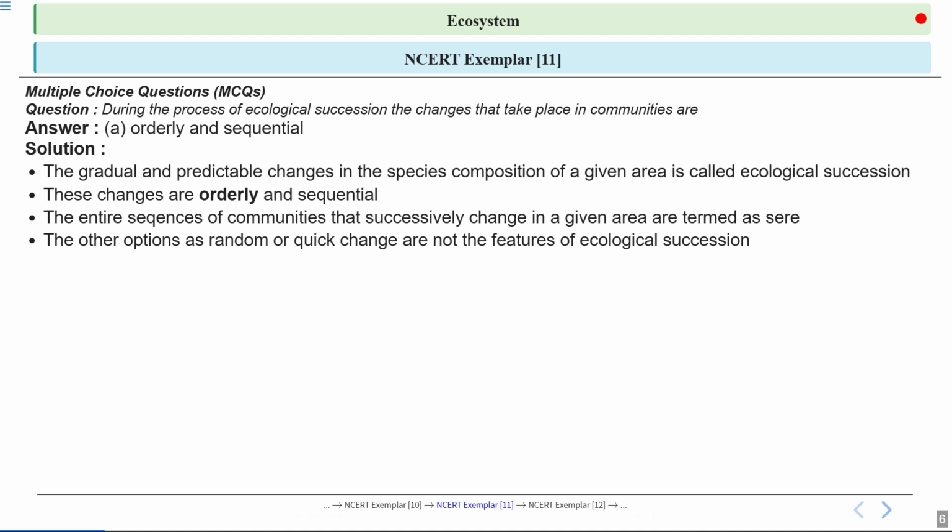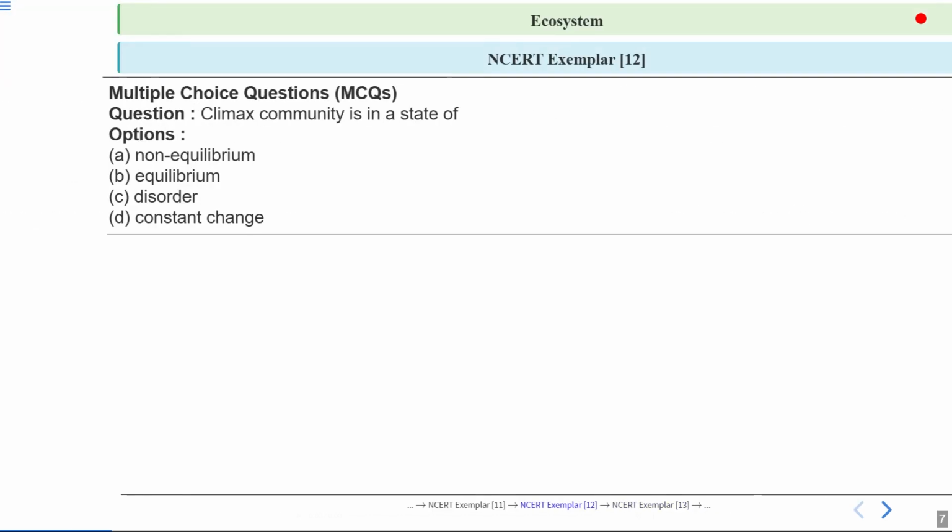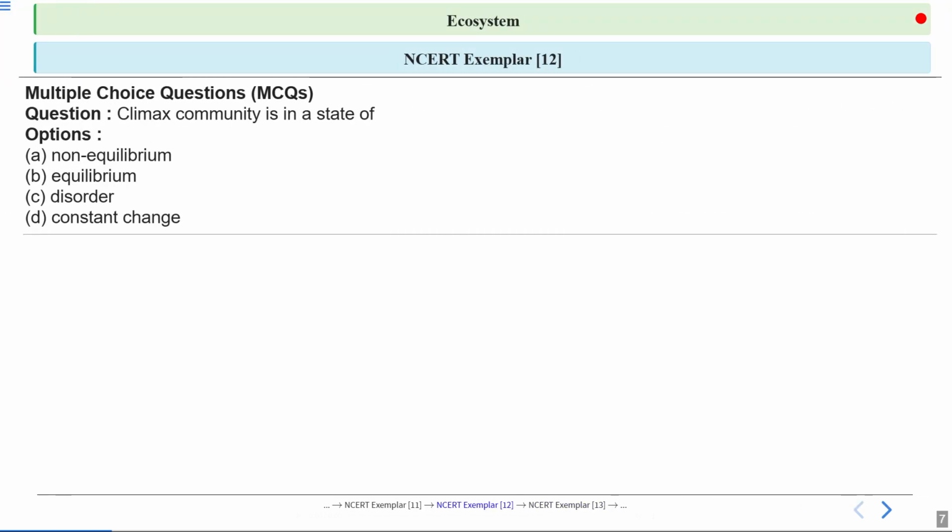It's crucial to understand that ecological succession is not characterized by random or quick changes. Instead, it unfolds over time in a structured manner. Also, ecological succession is influenced by the physical environment, thus all the other options are wrong. Let's have a look at the next question.